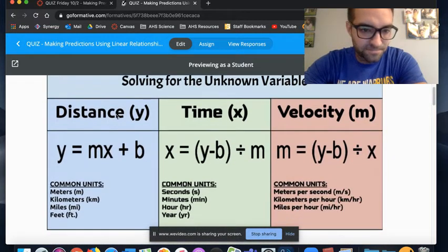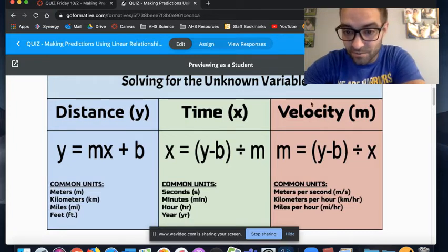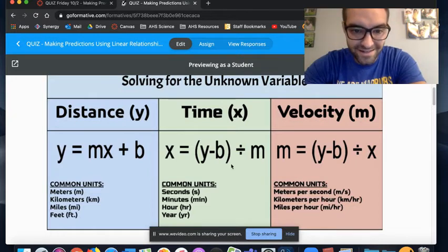As I mentioned, you're going to be solving for distance, time, and velocity all in this quiz. So I created this chart for you to help you remember how I rearranged the equations for you. I would really recommend that you determine which variable is missing and which one you need to solve for, and then really use these.